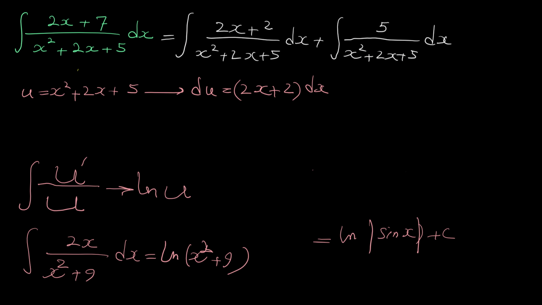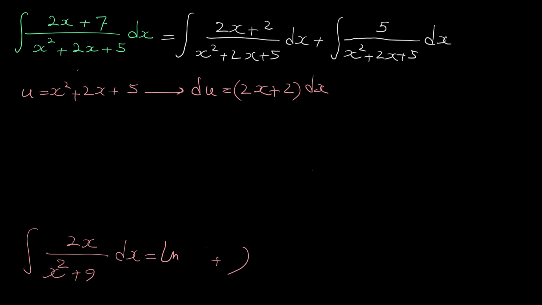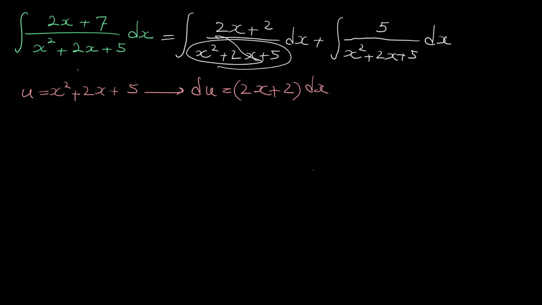Now let's go back to our question. In the first integral, the derivative of the denominator is exactly in the numerator. And because of that, the answer of this integral equals ln of (x to the 2 plus 2x plus 5).